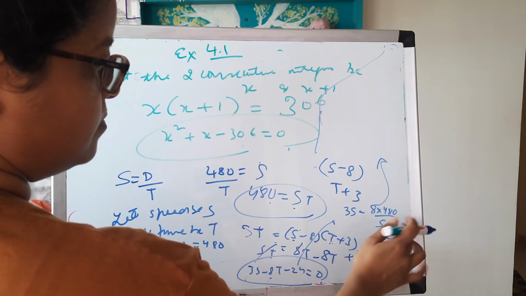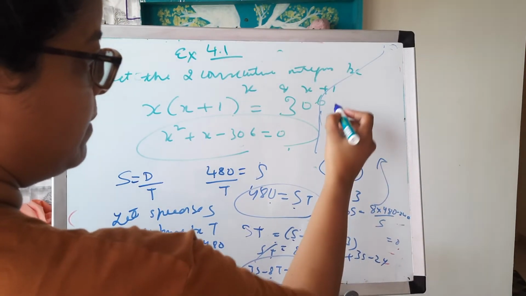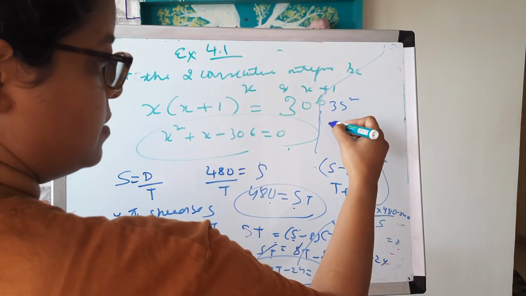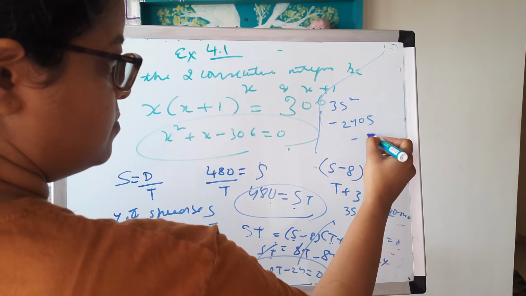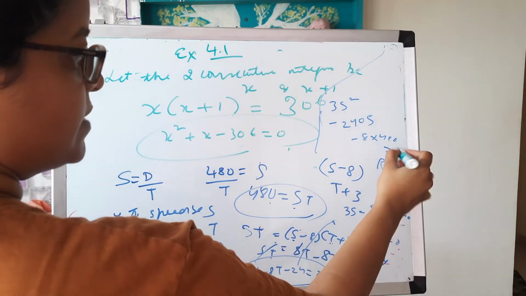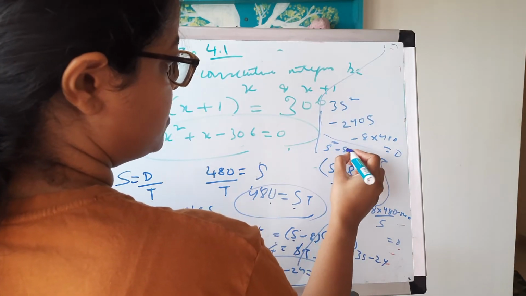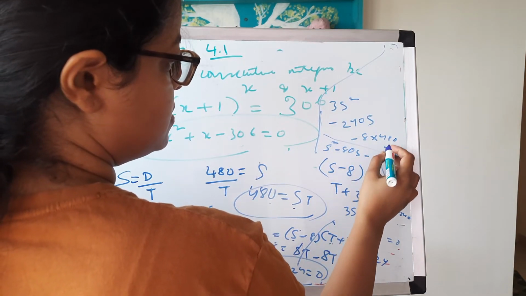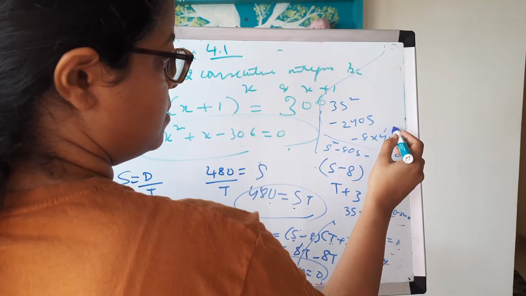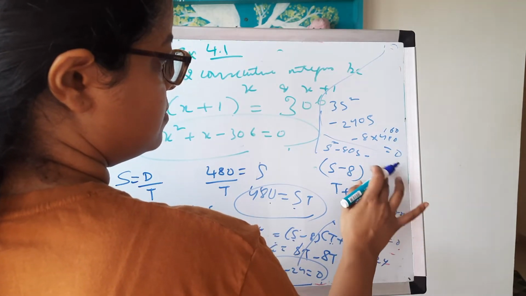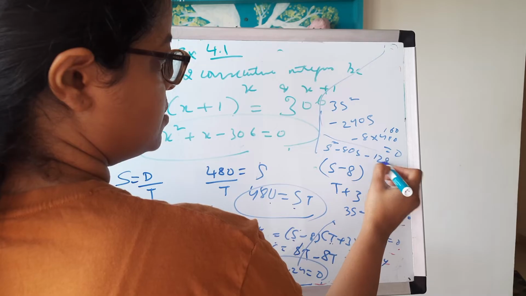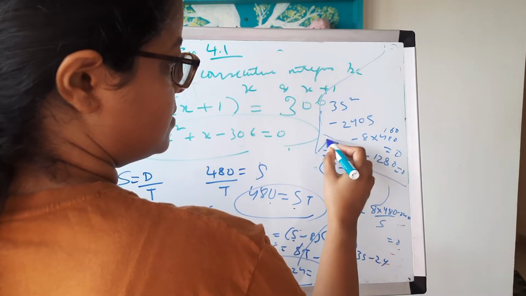So multiply by s throughout, s square. This is the equation net. Just remove s square minus 80s minus, this is what, 160, right? So this is the equation.